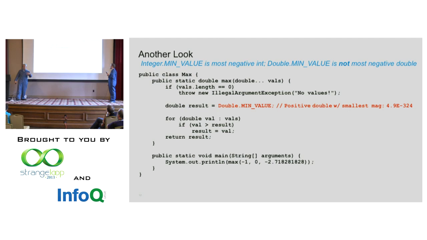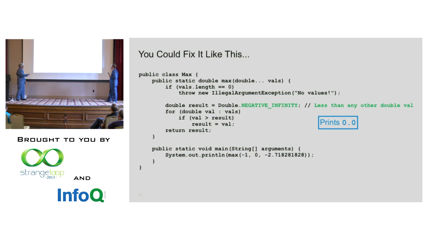So how do you fix it? What is the equivalent of integer.minValue? What is the real lowest double value? Negative infinity. So you could say result equals double.negativeInfinity, and then it would work. But you could do something much better than that.